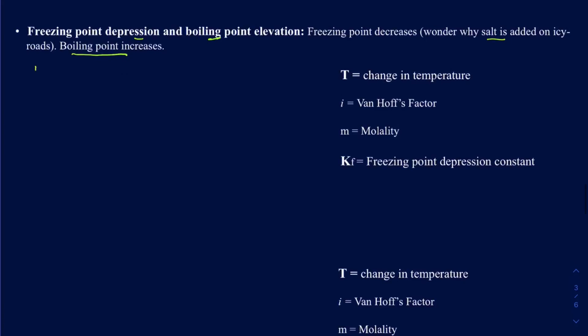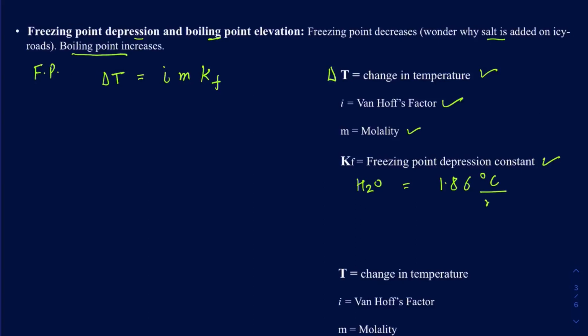For the freezing point, you would have delta T equals i m Kf. So your delta T is going to be the change in temperature. Your i is obviously going to be the van 't Hoff factor. Your lowercase m is the molality. So keep in mind what concentration terms you're going to be using for those colligative properties. Your Kf is going to be the freezing point depression constant. And for water, you don't really have to memorize those. For water, this Kf is going to be 1.86 degrees Celsius per molal, which is the same as molality.